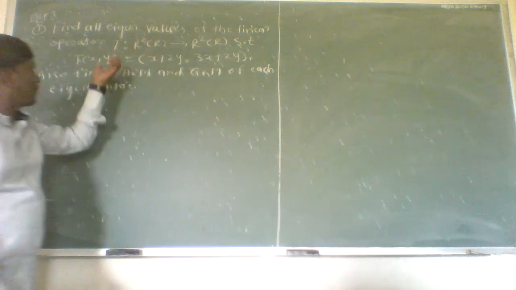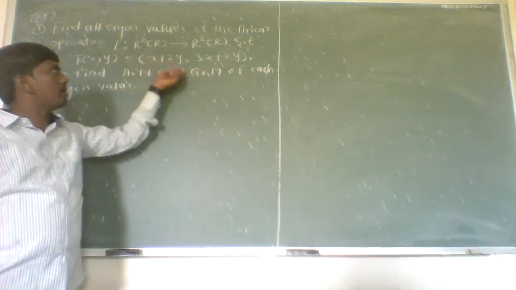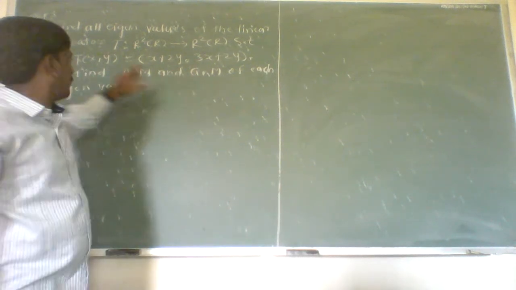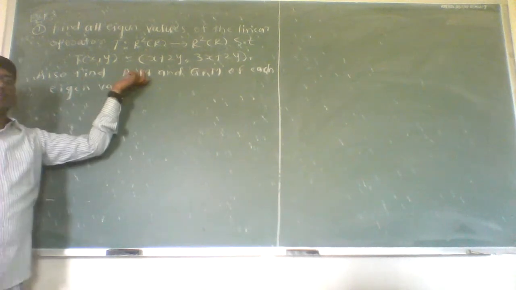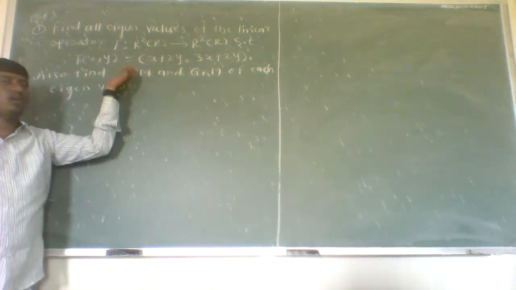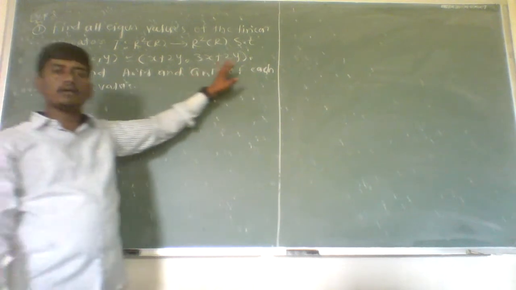So here we have to find out all the eigenvalues of a linear operator which is defined from R2 over R to R2 over R, such that T of (x, y) is nothing but (x plus 2y, 3x plus 2y). And also we have to find out the algebraic multiplicity and geometric multiplicity of each eigenvalue. Algebraic multiplicity is also written as A.M. and geometric multiplicity as G.M.